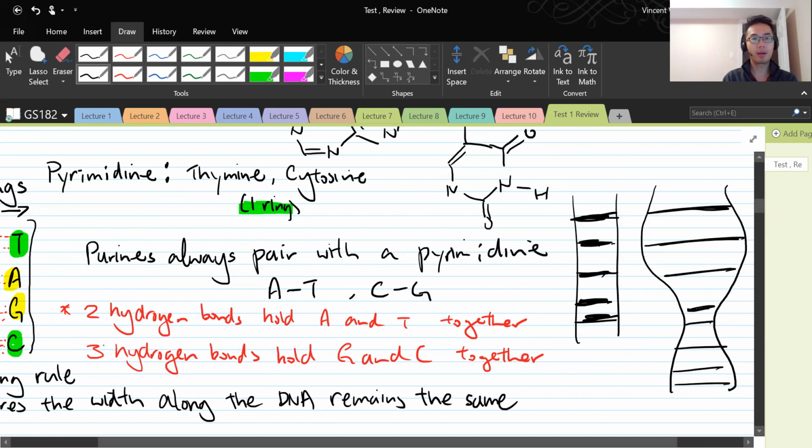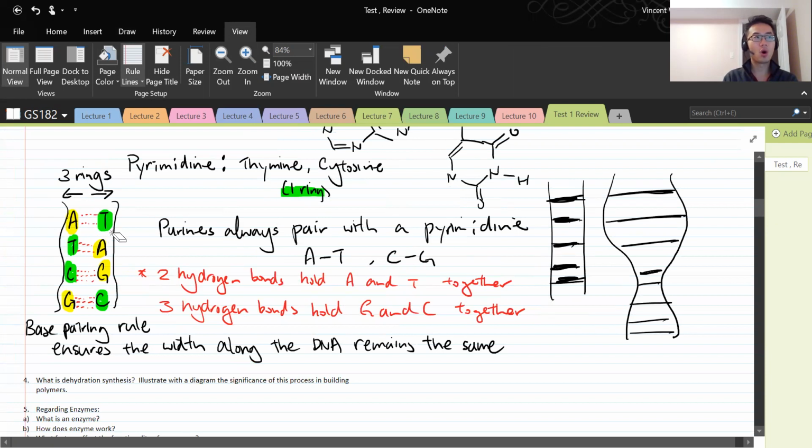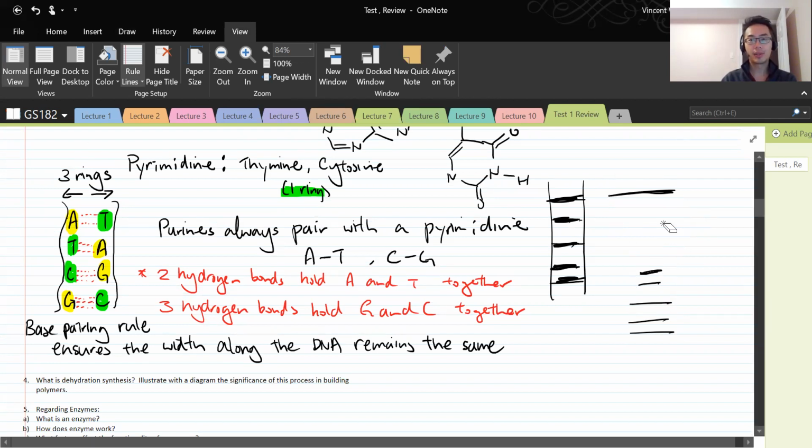If I pair up a purine and a pyrimidine together, then I will make sure that it is always 3 rings across. You don't want all of a sudden to have a purine with another purine, because that would be 4 rings across, right? And that's too wide. If something like that happens, as we'll learn later on, that's a signal that tells the cell there is something wrong with the DNA. Maybe there's a mistake, maybe there's damage, and the cell will initiate some kind of repairing protocol. Okay, so that is that.